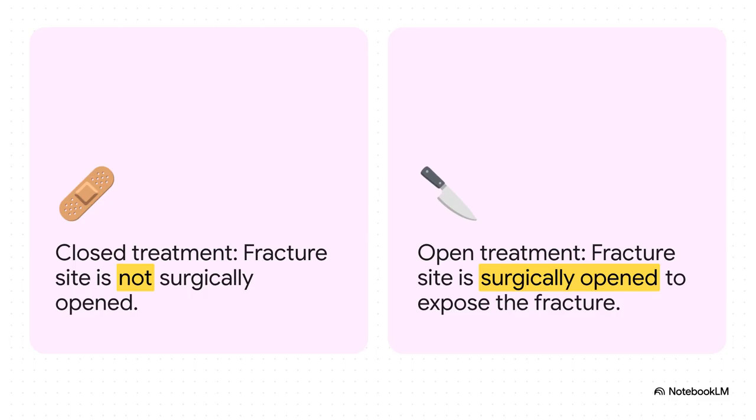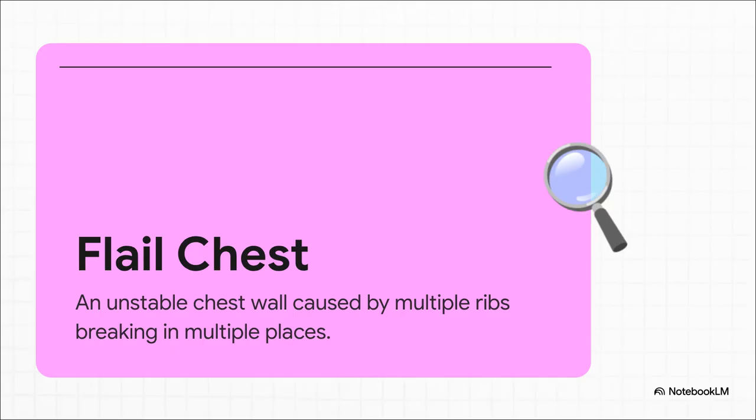Open treatment, on the other hand, means the surgeon actually took a scalpel, cut through the skin and muscle, completely exposed the broken bone to the open air, and fixed it internally. They're usually doing this by drilling titanium plates and screws directly into the ribs to hold them together. You might be wondering, why on earth would a surgeon need to screw metal plates onto someone's ribs? Well, it's usually due to a really severe trauma that results in a condition called flail chest.